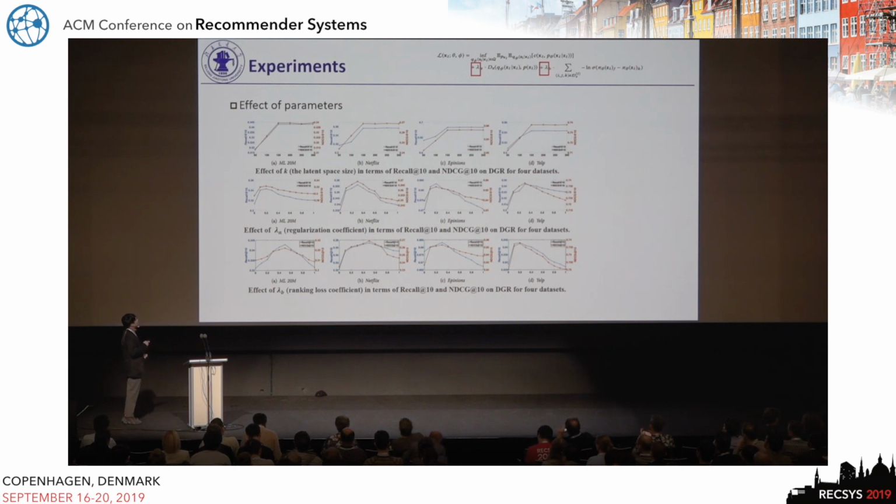So from here we know that the proposed model can have a good performance when we set the dimensionality at a small value, for example 115, and it can get a better performance. And also lambda A can get a better performance at a small value.